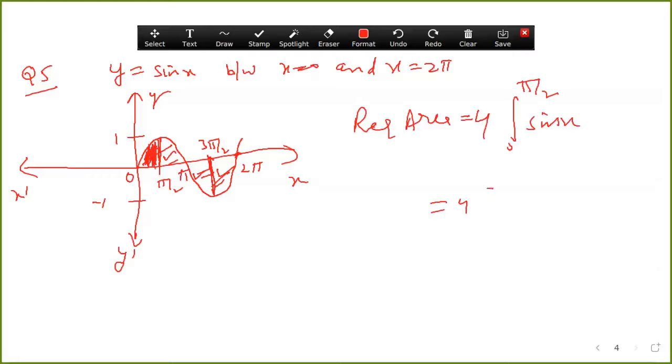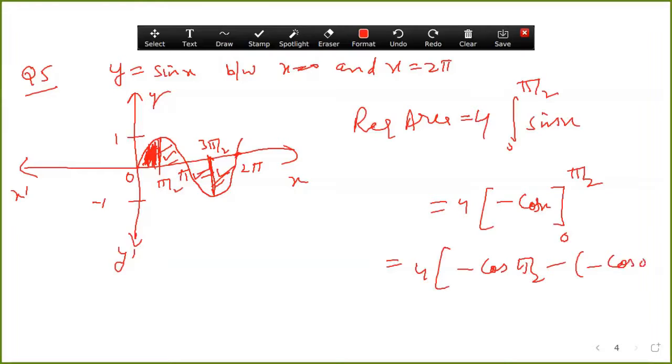It's an easy one. The integration of sine x is minus cos x, from 0 to pi by 2. Apply it, 4 times of minus cos pi by 2, minus of minus cos 0. If you solve it, cos pi by 2 is 0 and cos 0 is 1, so this is plus 1. It means the answer is 4 square unit.